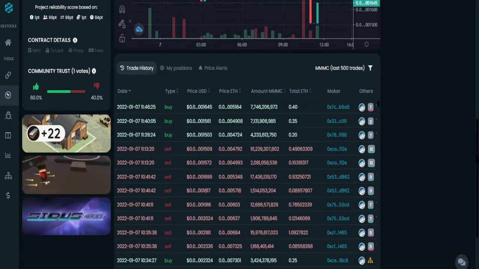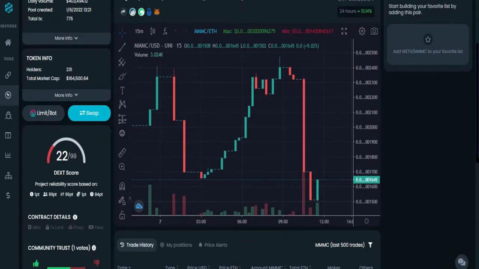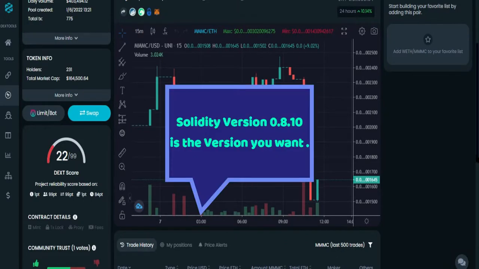All right. So you want to look at the contract. I like to look at the contracts for the Solidity version of it. If I see version 5, I am out. I want to see version 6, 8, and above.